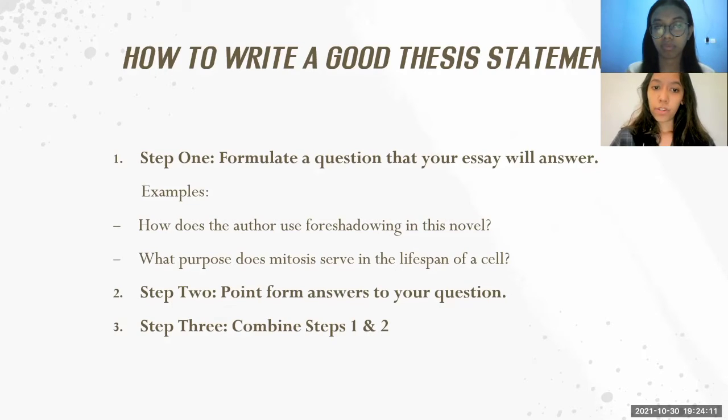Step 2. Point form answers to your questions. Brainstorm and write down some general points that express your ideas about possible ways to answer your question. Select your best answer based on your research or knowledge of your topic. And step 3, combine steps 1 and 2. Turn the question and your best answers into a combination that tells the reader what the paper is about. Depending on the complexity of the topic, a thesis may be a single point statement or it may have 3 or more points supporting it.